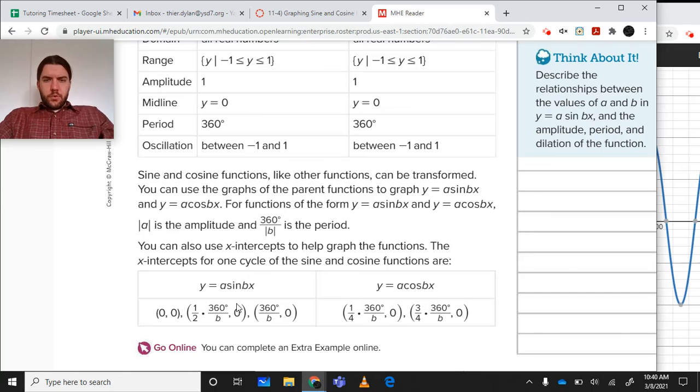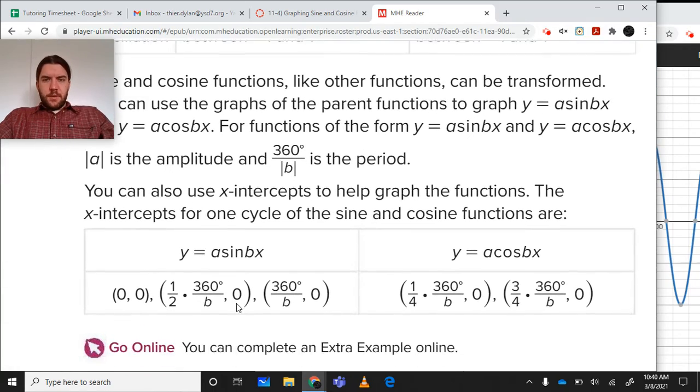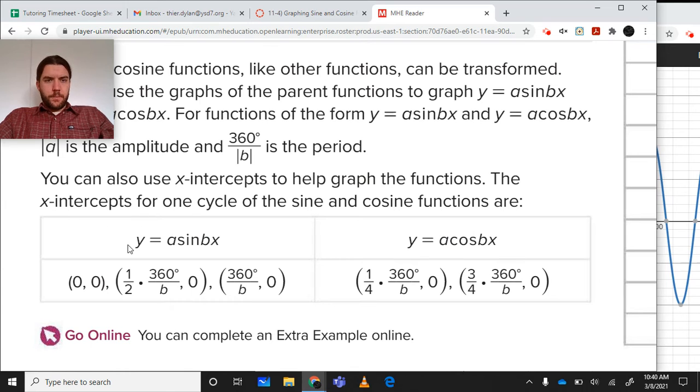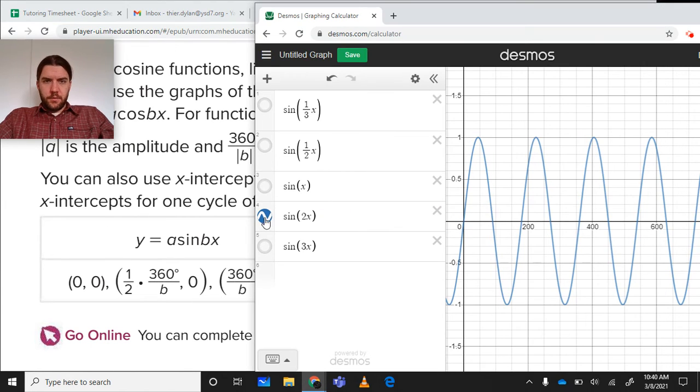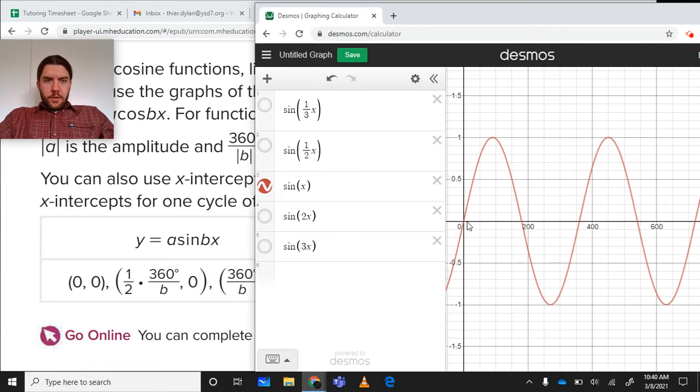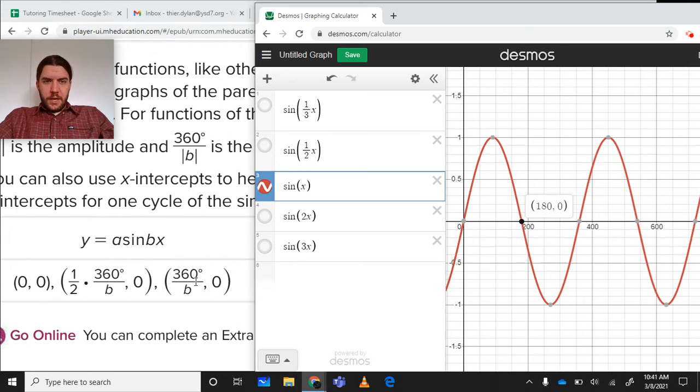Final thing here is that we've got a description of where we'd expect some x-intercepts to be for these graphs. So for y equals a sine of bx, let's start with sine. We get our first intercept at 0, 0, when x is 0, y is 0. Our next one is at 180 degrees. So we have 1/2 times 360. Now for sine of x, our b value is just 1, so we're just doing 1/2 of 360 degrees. Okay, so that's 180. So at 180 degrees on the x-axis, we're at 0. Finally, at 360 degrees, we are at 0 as well. So that is when we don't have any b value.